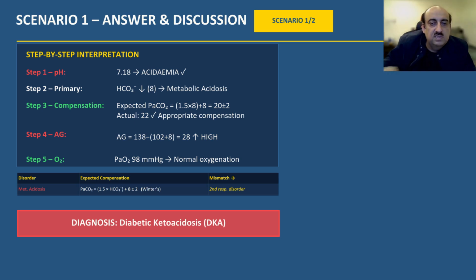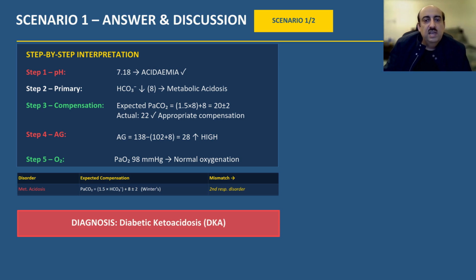The formula is written at the bottom if you see. So you want the expected PaCO₂ to be equal to 1.5 times the concentration of bicarb, which is 8 in this case. So 1.5 times 8 is 12, plus 8, so that is 20. So 20 plus or minus 2 would be the expected compensation, which in this case it is appropriate. So this means it's a pure disorder, not a mixed disorder. There is no respiratory component to this. So it's a pure metabolic acidosis.